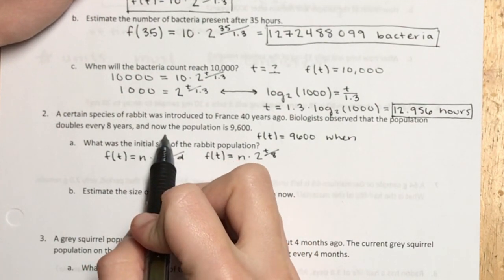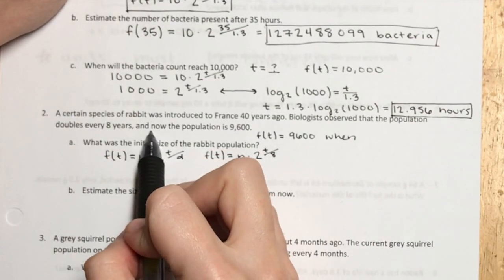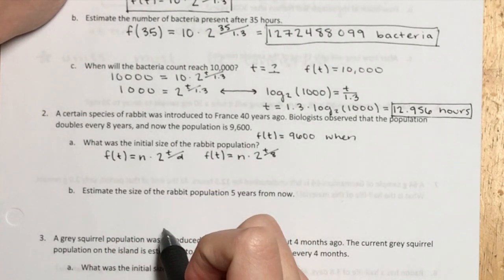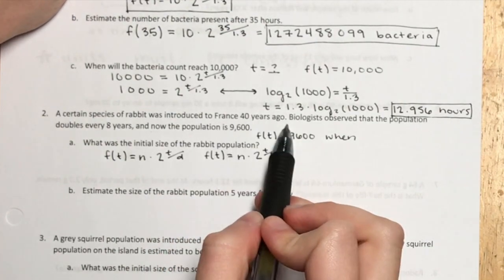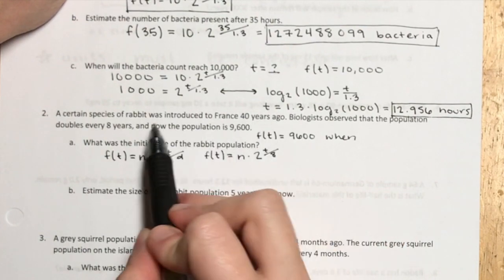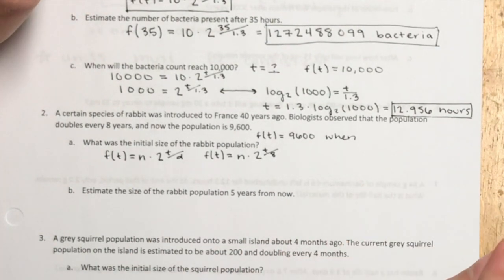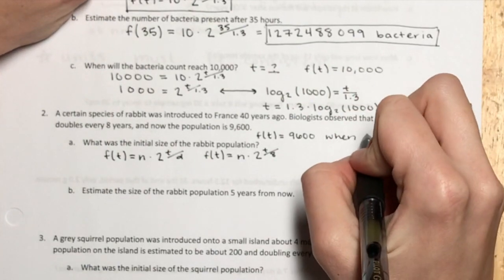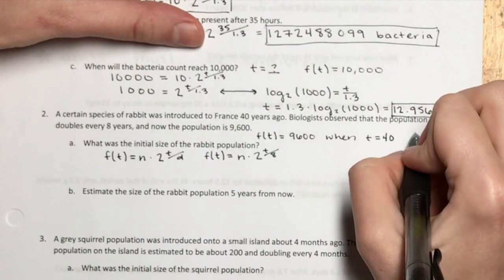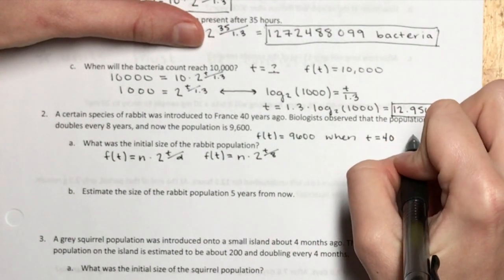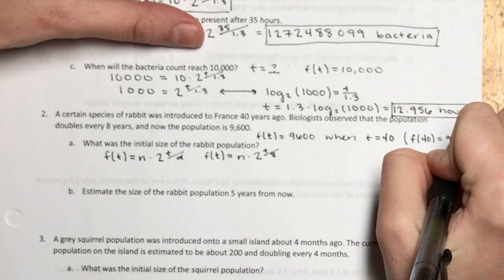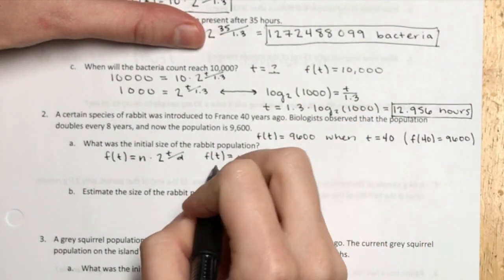Well, now. How long? When is now? How long has it been since the rabbits were introduced? It's been 40 years. So we have 9,600 rabbits 40 years after our initial. So t equals 40 in this case. That means that we have f of 40 equals 9600. So let's plug that in.